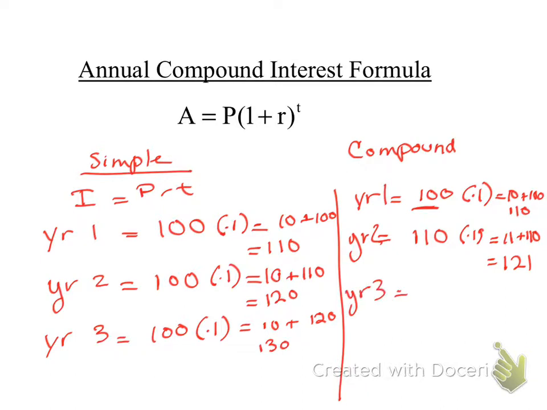Year three. This time, what's my principal going to be? 121, and I'm doing 10%. Oops, 0.1. I end up with 12.10 plus that 121. What does that make? 121 and 12. It's 133.10. Which one is growing faster?